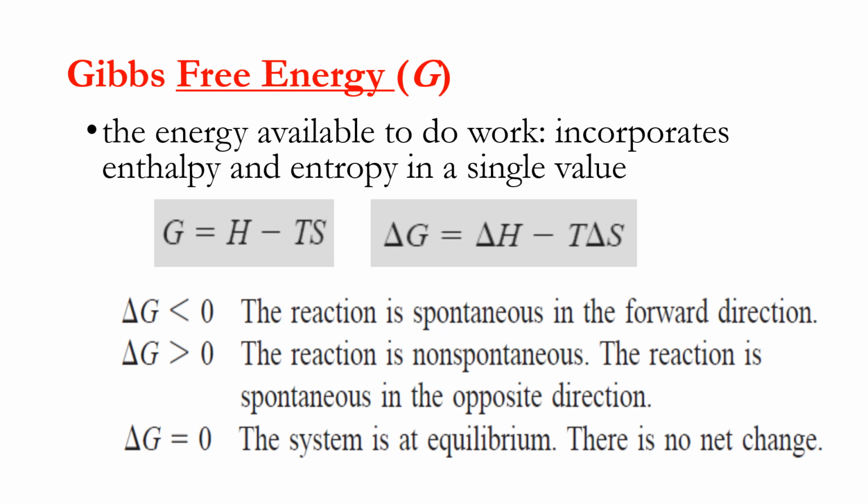When the change in free energy is positive or any number greater than zero, the reaction is non-spontaneous, but it is spontaneous in the opposite direction. But if the system is at equilibrium, there is no net change, meaning there is no difference in the free energy in the forward direction and in the opposite direction. They are equal in magnitude.